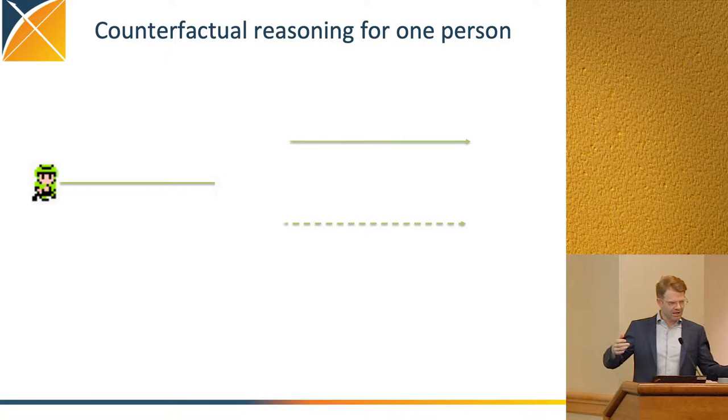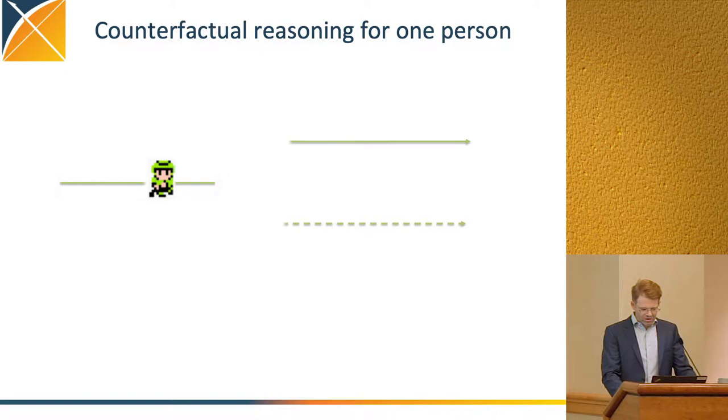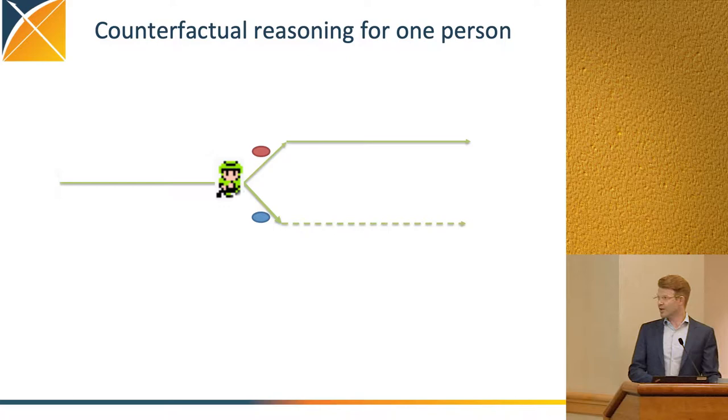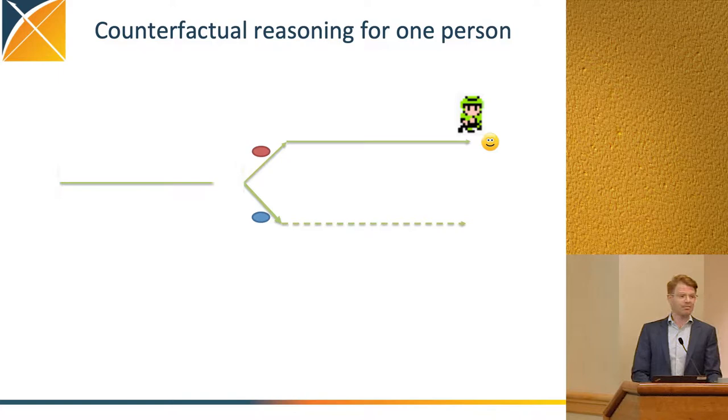But if you want to think about counterfactual reasoning for one person, we'll call this guy Keanu, whom we were just looking at. He goes along in time and gets to a decision point. He's going to take either the red or the blue pill. This guy decides that he will take the red pill, and then off he goes carrying on through time, and some sort of outcome happens to him.